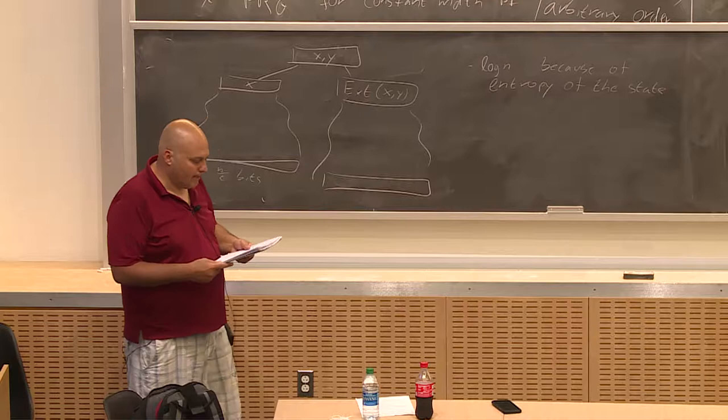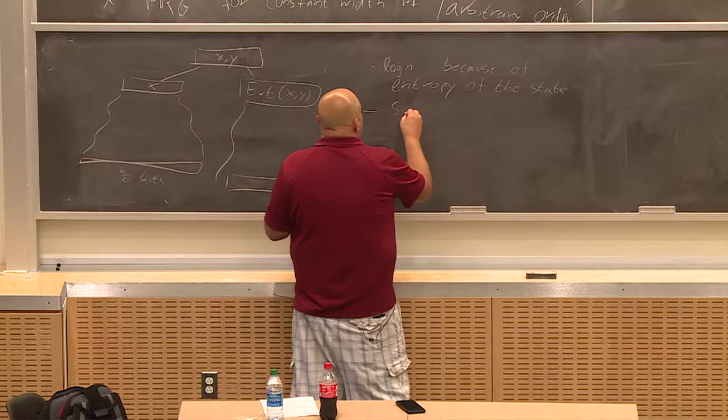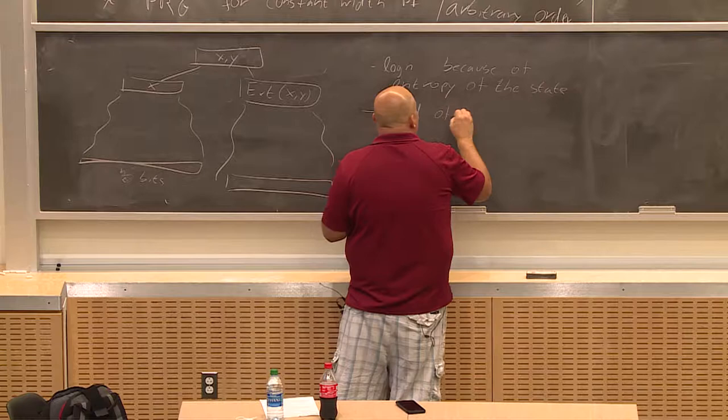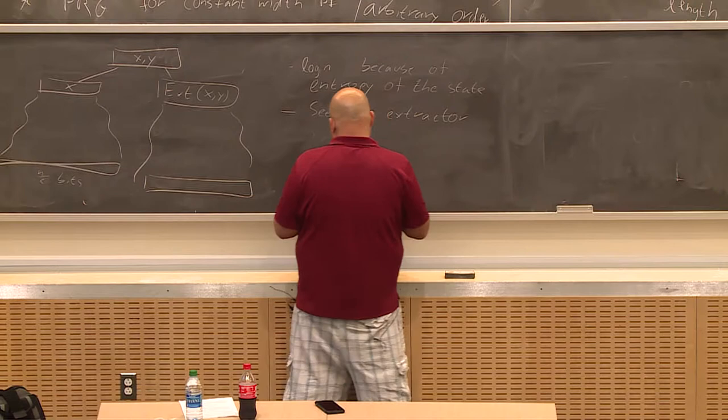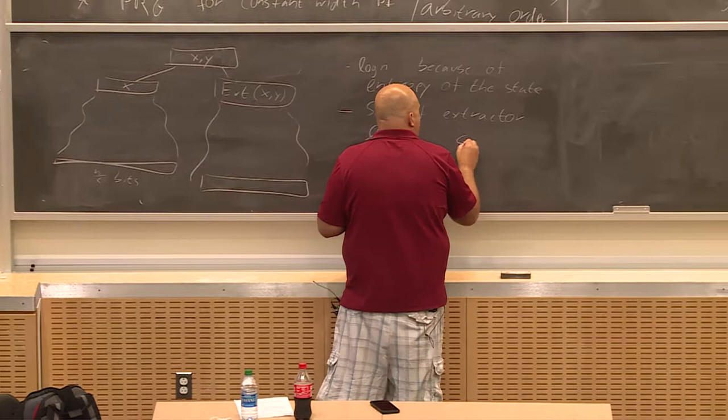The other one is the loss of y, the seed of the extractor. So the other loss is the seed of the extractor. And this is essentially log of 1 over epsilon prime, where epsilon prime is epsilon over n.